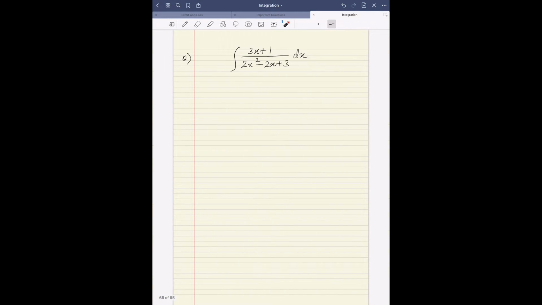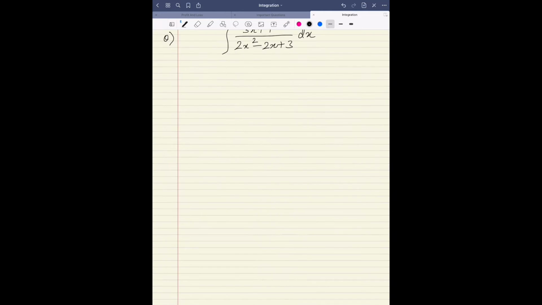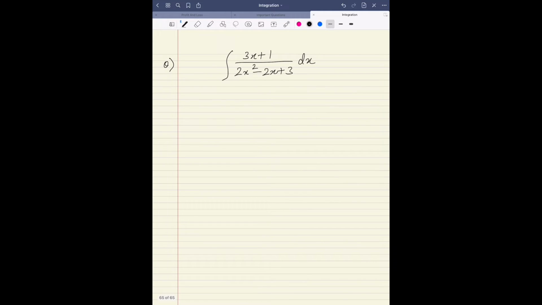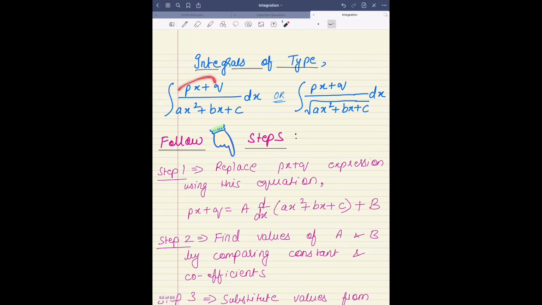Let's get started. So I have taken a sample question over here. As I say, step 1 is to replace px plus q, which is nothing but 3x plus 1, by a times the differentiation of 2x square minus 2x plus 3, plus b. By the way, this question is also called linear and quadratic form. What is linear? If you have a variable whose maximum power is 1, it's called a linear expression. If you have a variable with a maximum power of 2, it's called a quadratic expression.